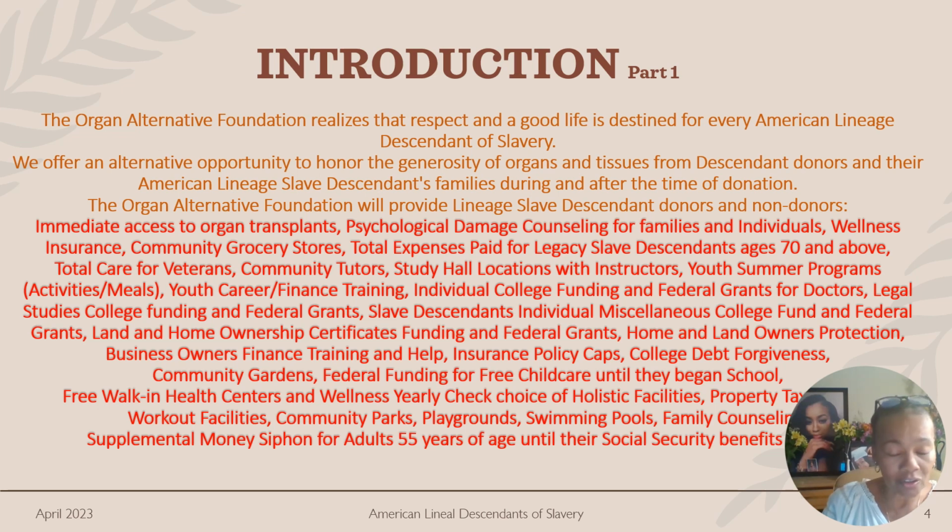Community gardens. We will put gardens in every community. Every community where there is a slave descendant will be a garden with pear trees, because I love pears. And Khadijah did too. Funding, federal funding for free child care until they begin school.